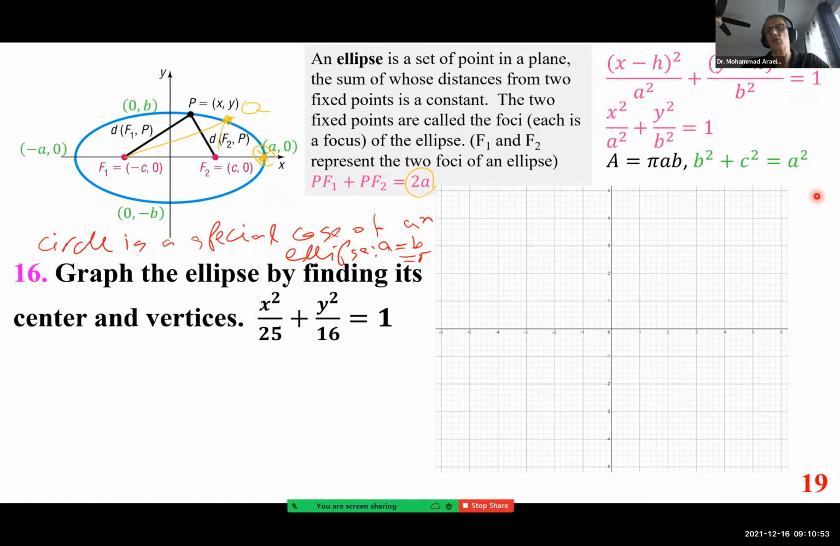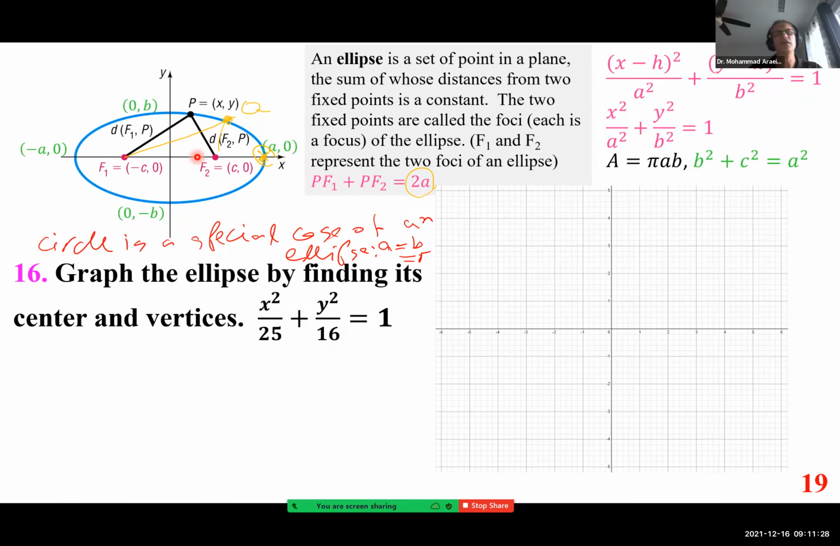Now, B squared plus C squared equals A squared. This is the focal distance from the center to F1 or F2, this distance. From the center to the vertex, it's A, and this is the co-vertex, if you will, it's B. If you put them together, it gives you a Pythagorean theorem, and you can easily prove that. The Pythagorean theorem is B squared plus C squared equals A squared. A is larger than B.